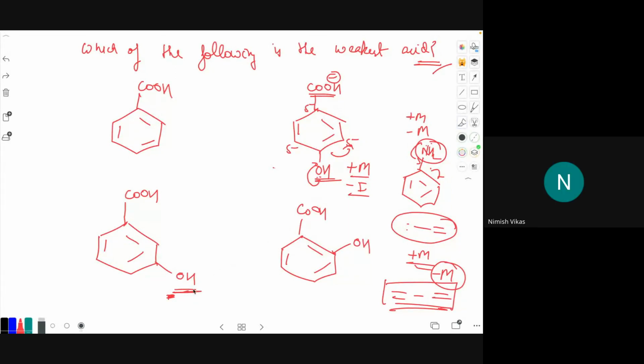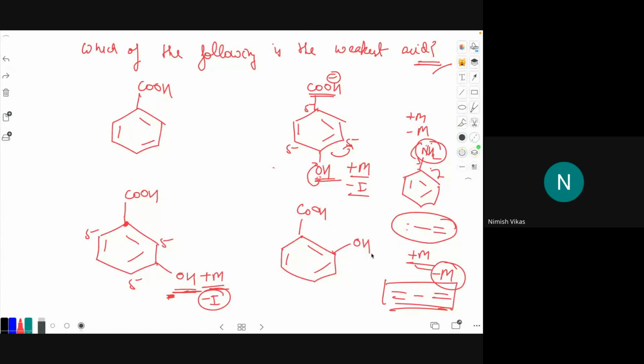When we talk over here, this will again show plus M, but at ortho and para, right? So partial negative, partial negative, partial negative. So partial negative is not coming over here. So this won't show plus M. This will show minus I. Is that clear, Sanskriti? Yes, sir.